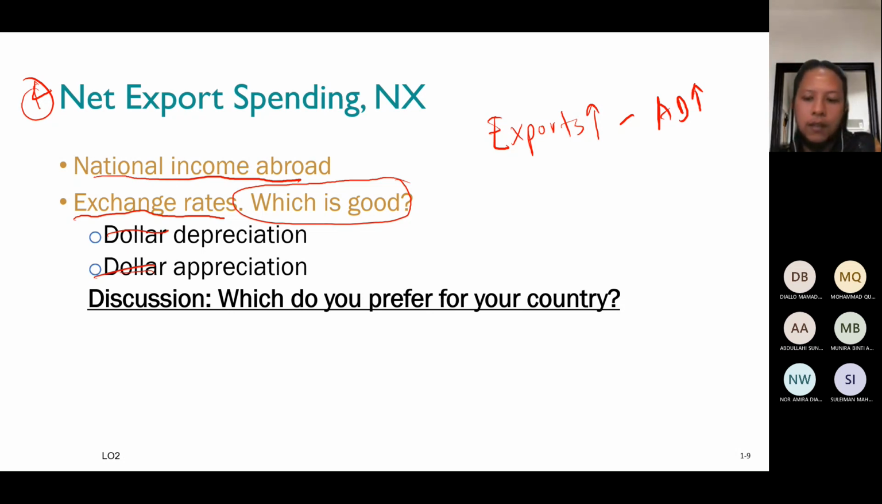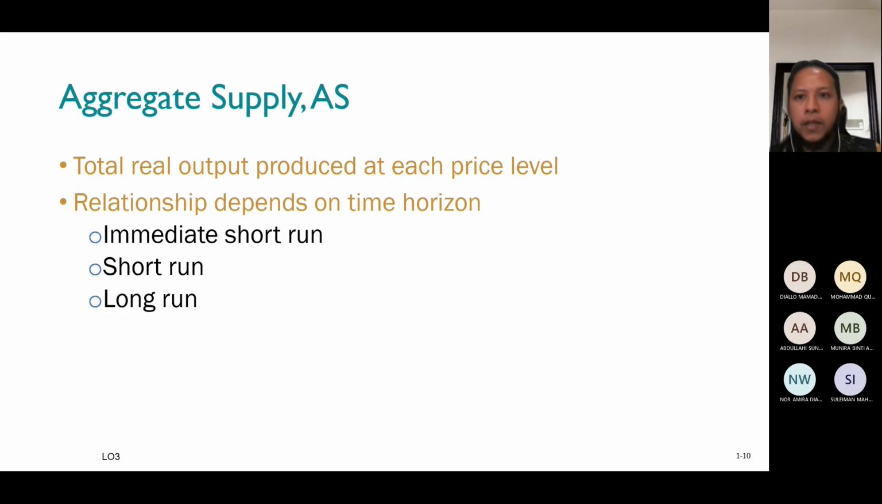So this is one component of aggregate demand, right? You also have to remember, okay, this is the next part. In an economy, it is not enough to have demand. Another important component of an economy is that you also have to have supply.